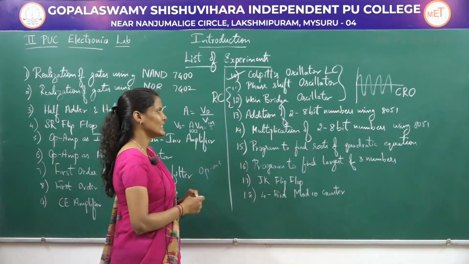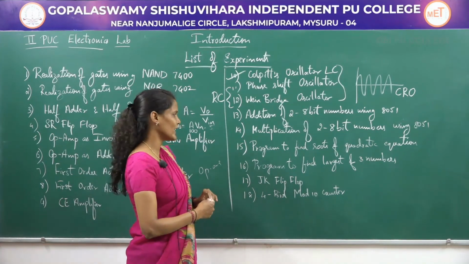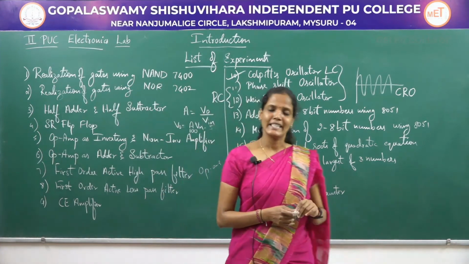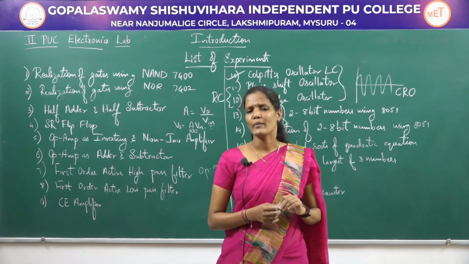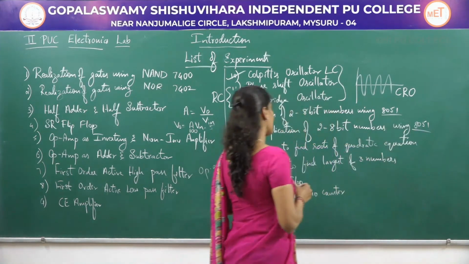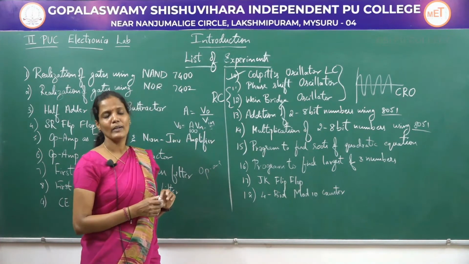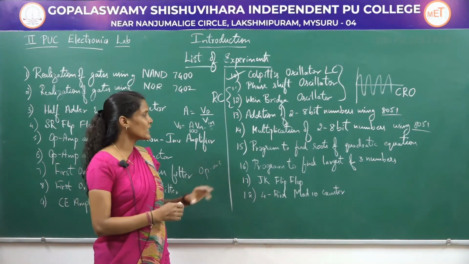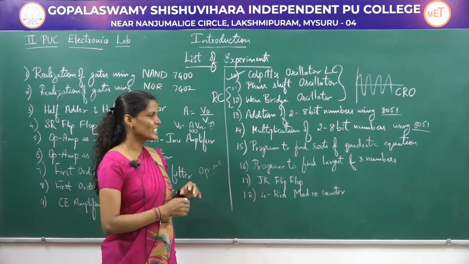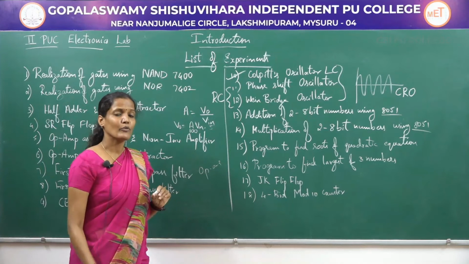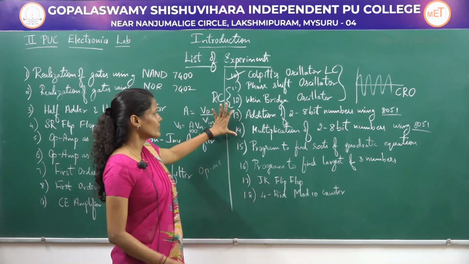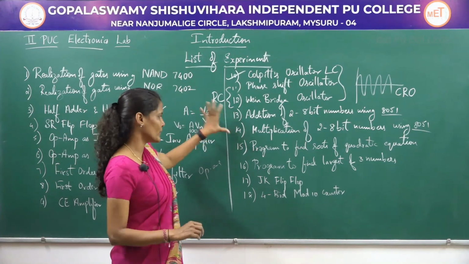Coming to the next experiment, that is addition of two 8-bit numbers using 8051 and multiplication of two 8-bit numbers using 8051. These days microcontrollers are playing a major part in our day-to-day life. So 8051 is a microcontroller. With the help of that microcontroller kit, we are going to perform two programs. One is for addition, the other one is for multiplication, and for different input combinations we are going to check the output. So these two are microcontroller programs.